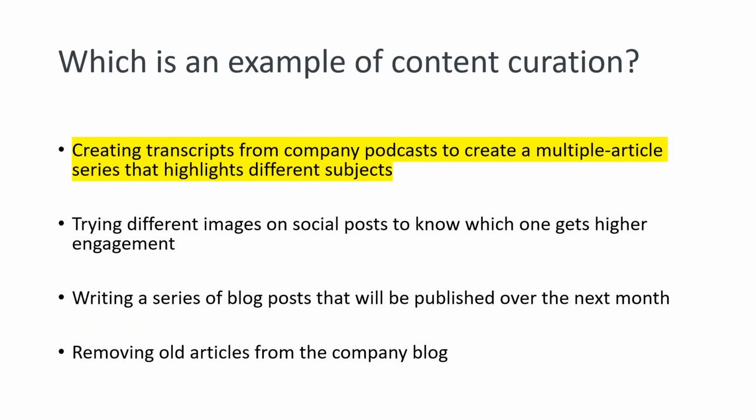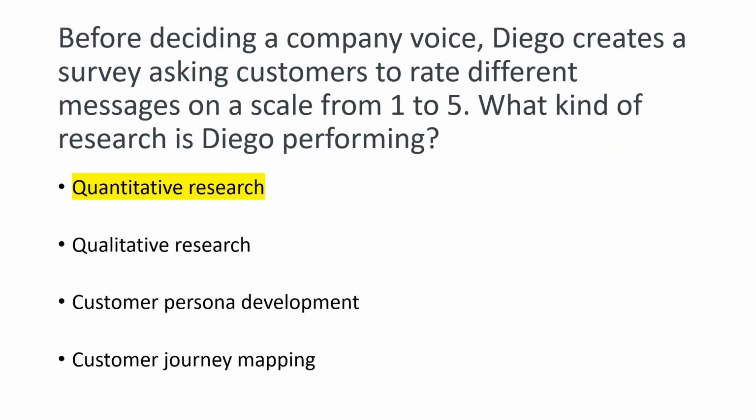325. Which is an example of content curation? Creating transcripts from company podcasts to create a multiple article series that highlights different subjects. 326. Before deciding a company voice, Diego creates a survey asking customers to rate different messages on a scale from 1 to 5. What kind of research is Diego performing? Quantitative research.